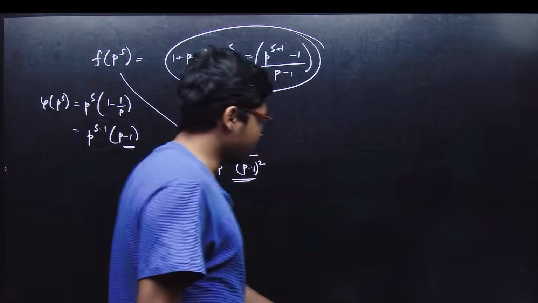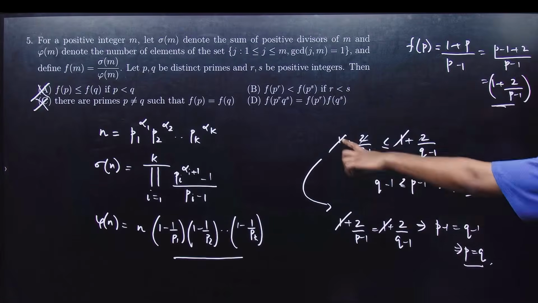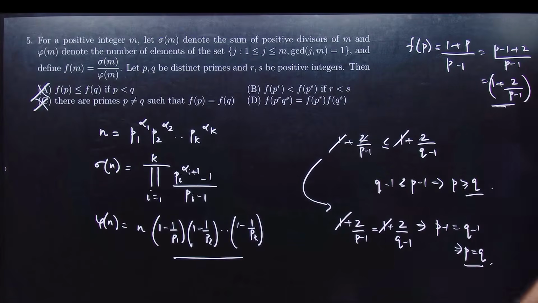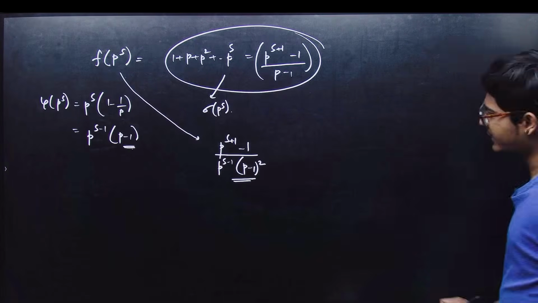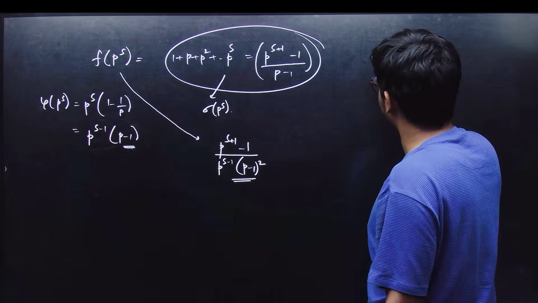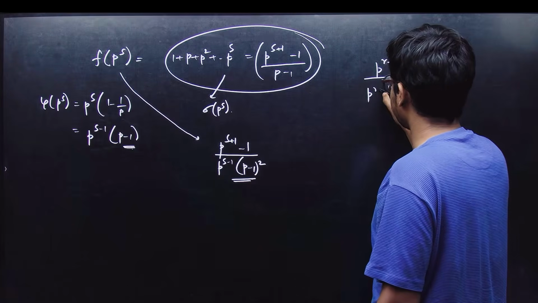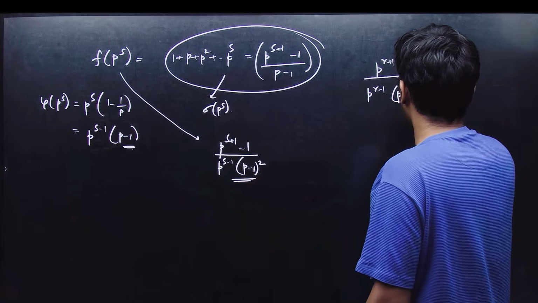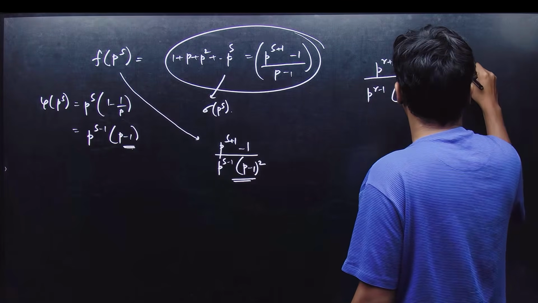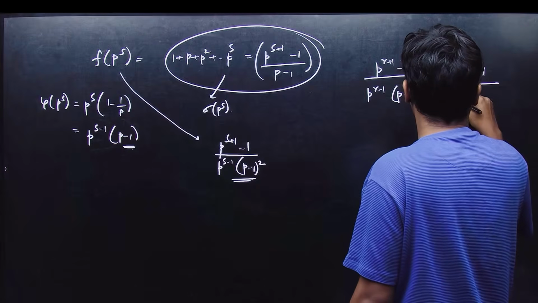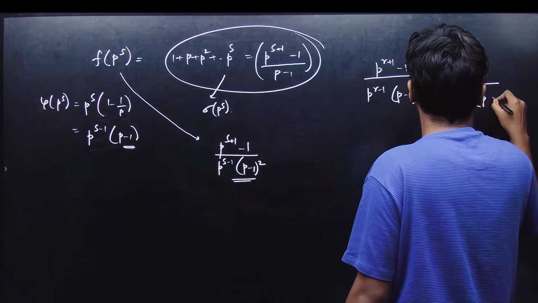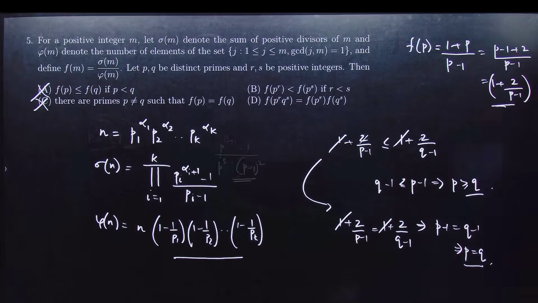Now what are the options you have to compare? First one is you have to look at f of p to the power r less than f of p to the power s, right? So if this thing is true, then f of p to the power r, which is going to be r plus 1 minus 1. Okay, you have to check if this is true when you're saying that r is less than s, right?